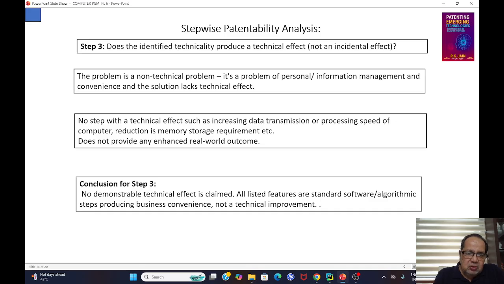There is no step with a technical effect, such as increasing data transmission or the processing speed of a computer. It does not provide any enhanced real world outcome, though it solves a real world problem in terms of a business problem being automated. So the conclusion is that no demonstrable technical effect is claimed. All listed features are standard algorithmic steps providing business convenience, not a technical improvement.